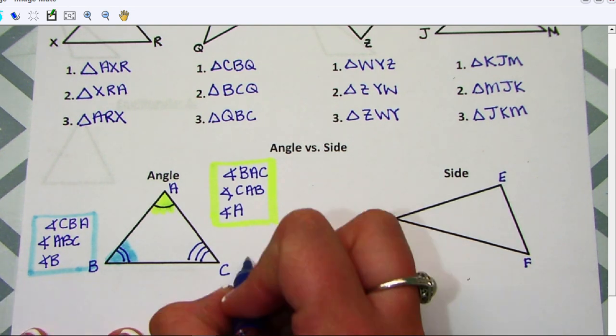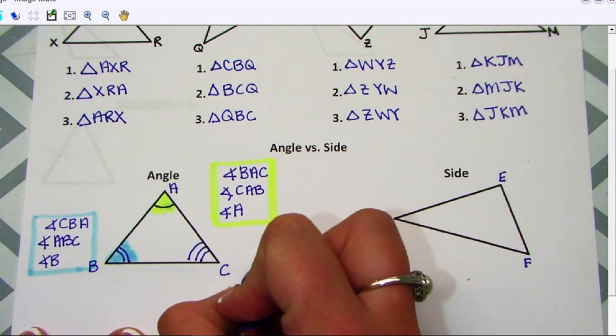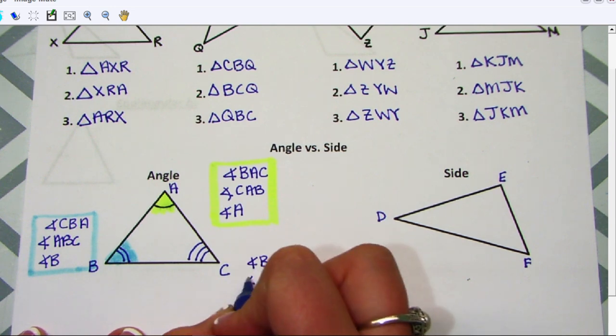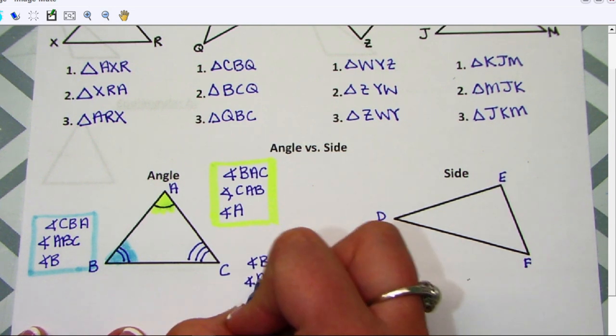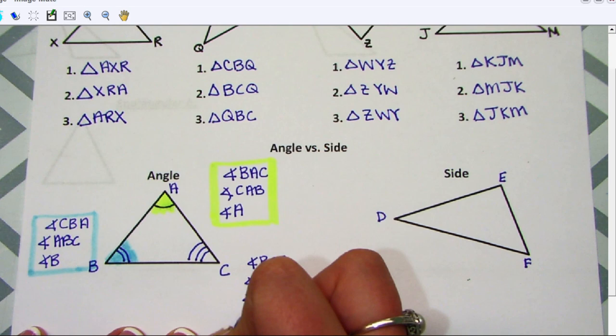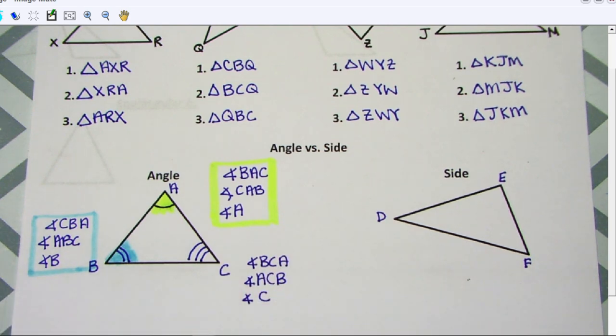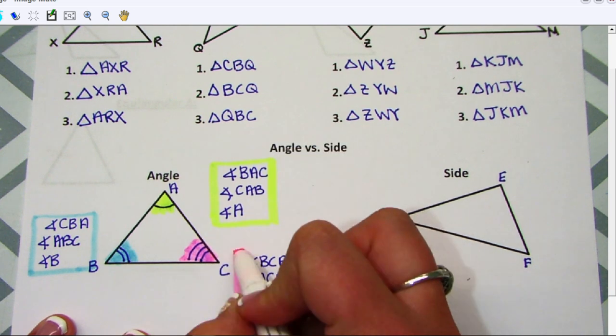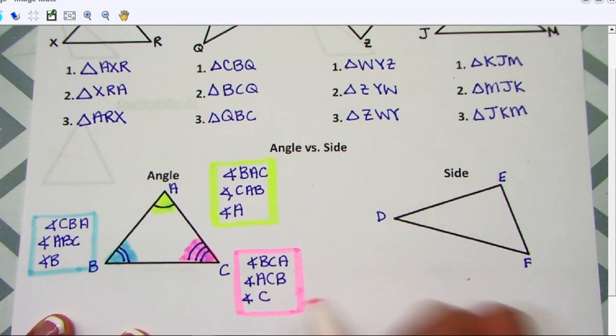BCA. Okay, BCA, so angle BCA. Good. Next. ACB. Good job, Nick. ACB. And angle C. Good job, Alexis. There we go. So as you're naming these angles, it just takes a little practice. The way that you name angles, you envision yourself tracing the angle out. It makes it a lot easier to be able to name them.